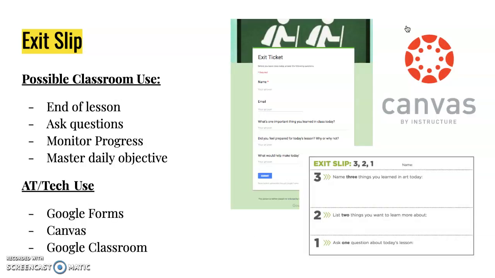Exit slips are used at the end of a lesson. They ask the students questions regarding what the lesson was about. Teachers are able to assess if the students mastered the learning objective of the day. Exit slips can be done using assistive technology like Google Forms, Canvas, and Google Classroom.